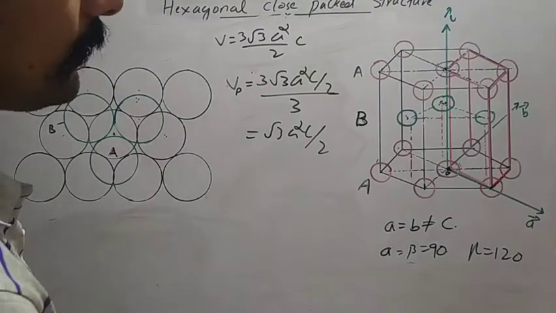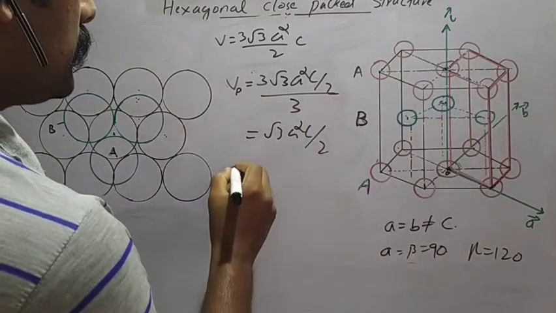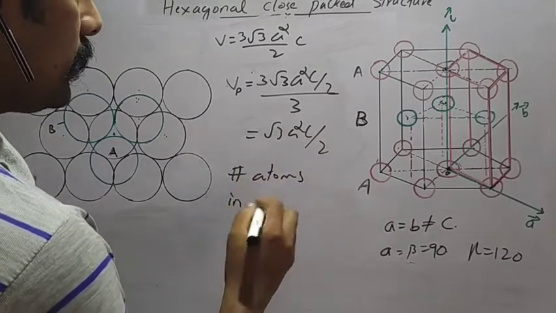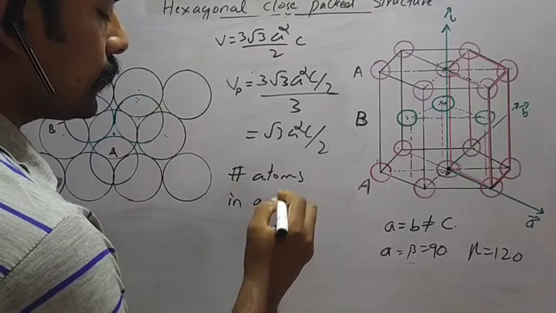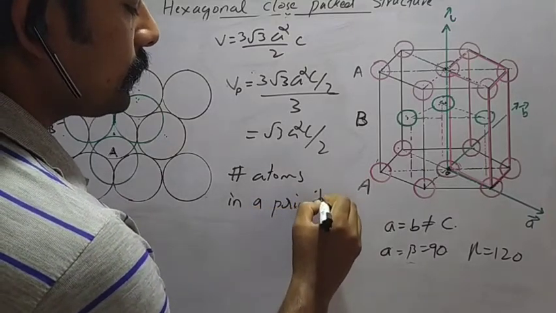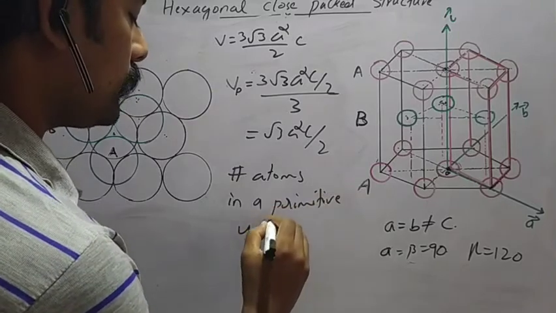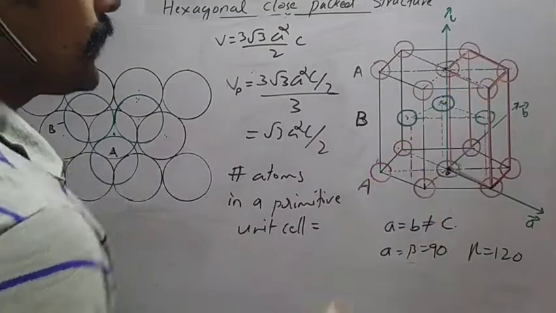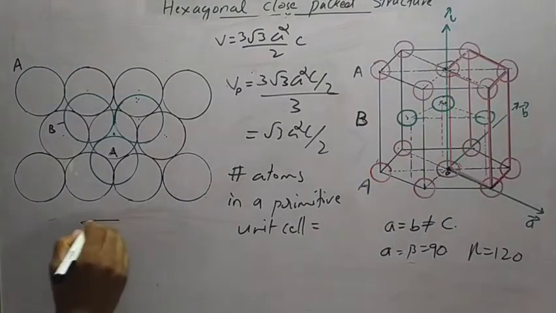And next, let us find out the number of atoms in a primitive unit cell. Number of atoms in a primitive unit cell is equal to. For that, we need to draw a hexagon.